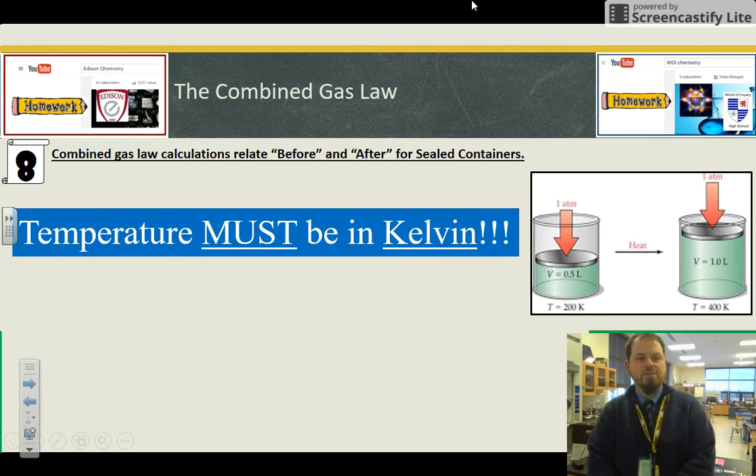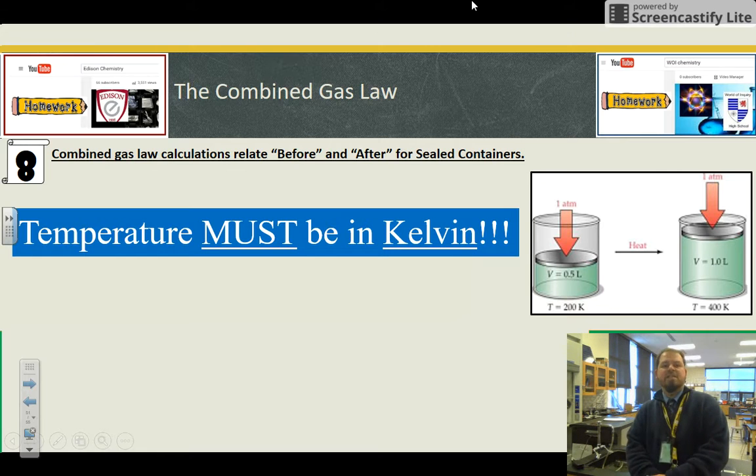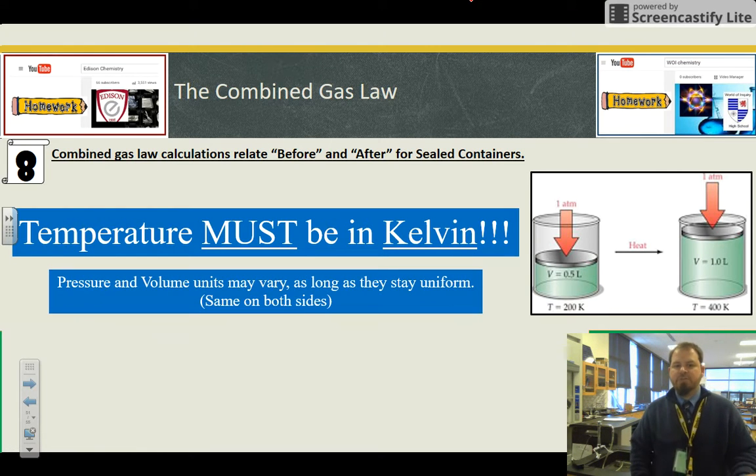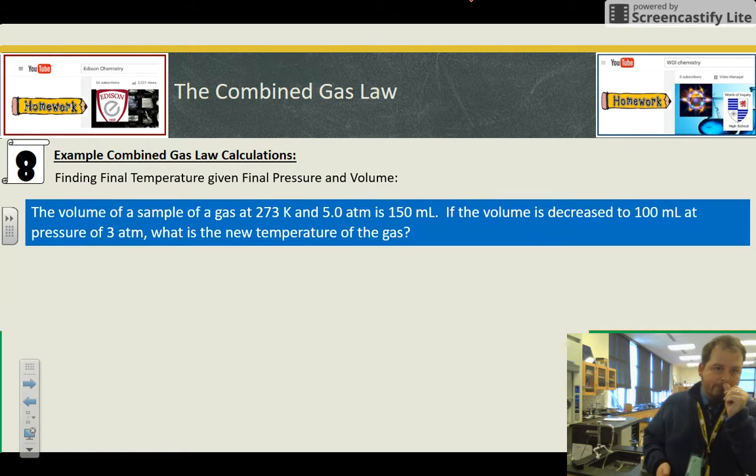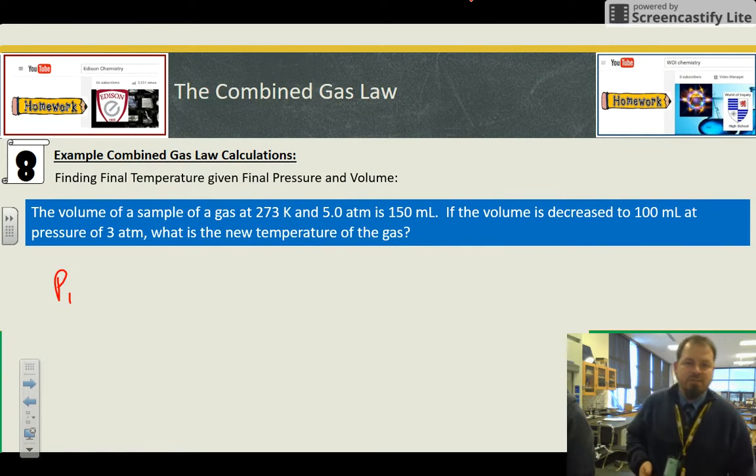First things first, you need to know these need to be in Kelvin. There's no change in temperatures, so that's not going to work. It's got to be in Kelvin. The other units can vary, but make sure that they're the same on both sides: atmospheres, pascals, anything for pressure. So first one, I have a sample of gas at 273.